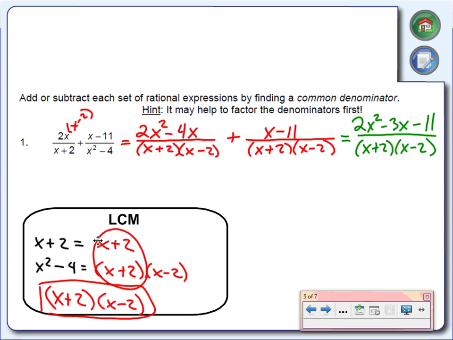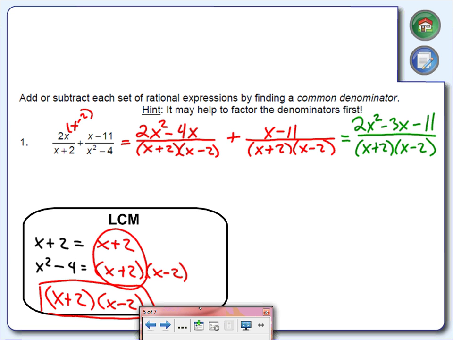Okay, so let's make some room over here. And let's see if we can factor 2x squared minus 3x minus 11. So the method we're going to have to use here is that bottoms up.